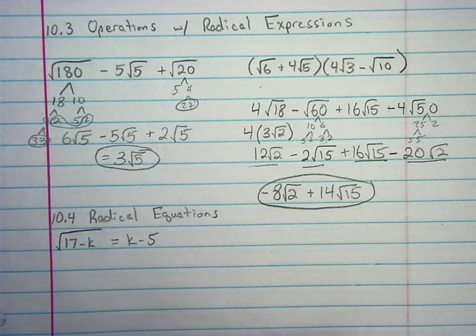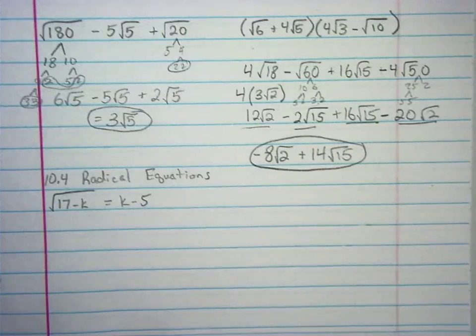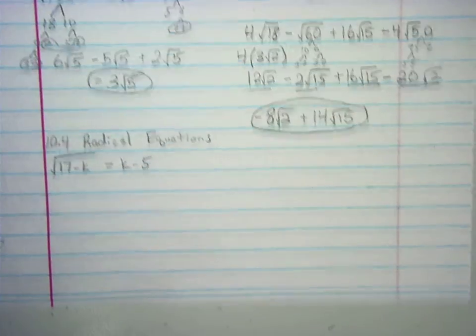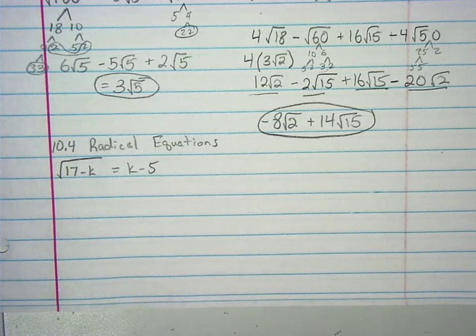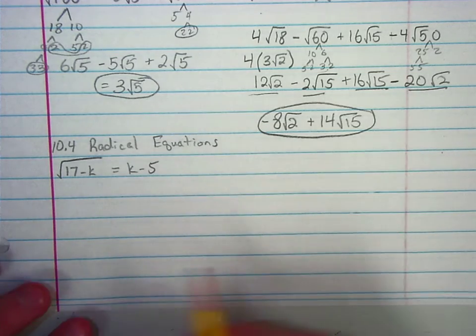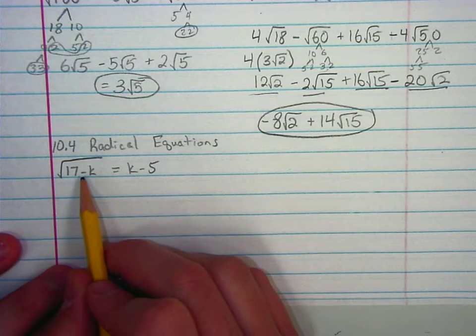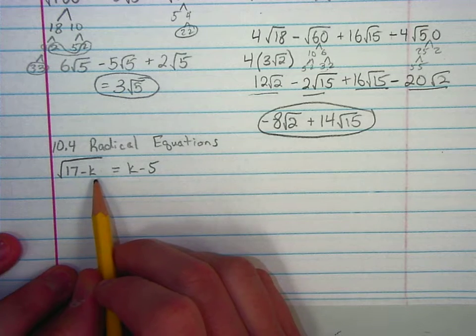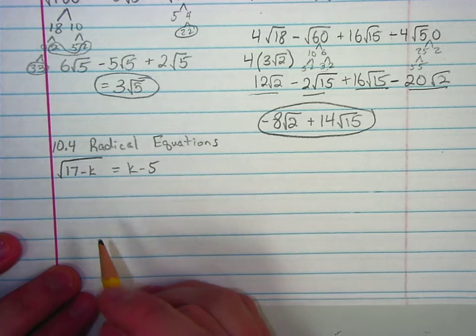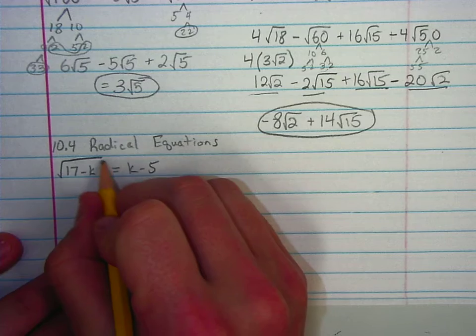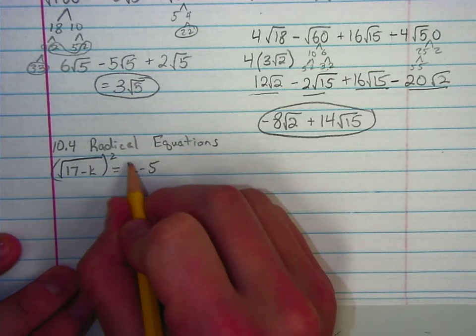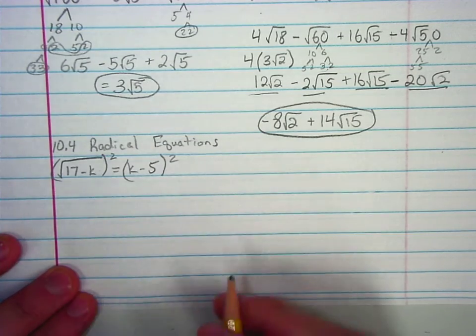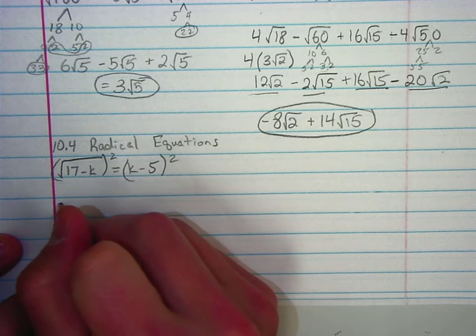And now I have one more question I'm going to do from 10.4, which is radical equation. So we're actually going to be solving for k. When you have a square root with multiple terms under it, you want to get that by itself on one of the sides of the equal sign. So this way you're able to go and square everything. And then once you do that, you can get rid of the square root.